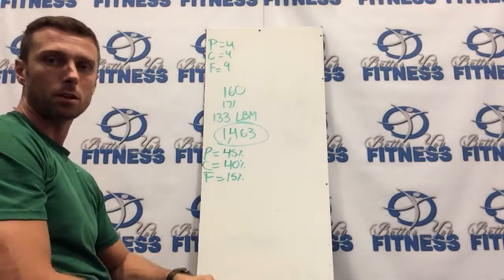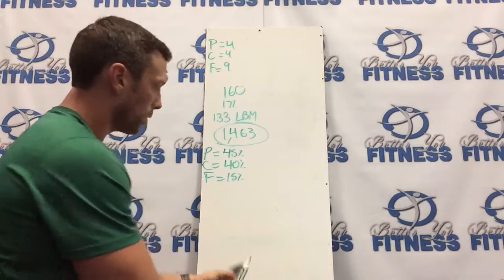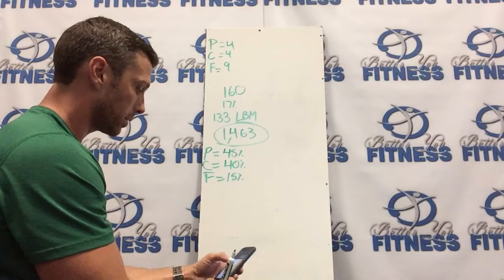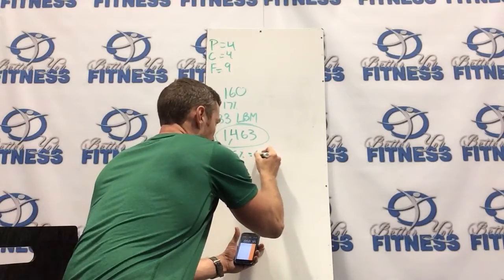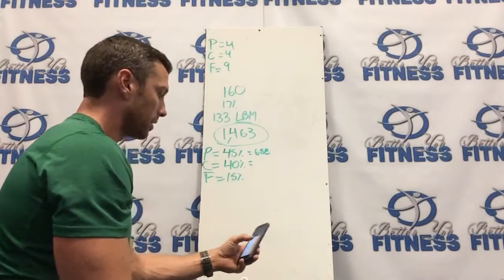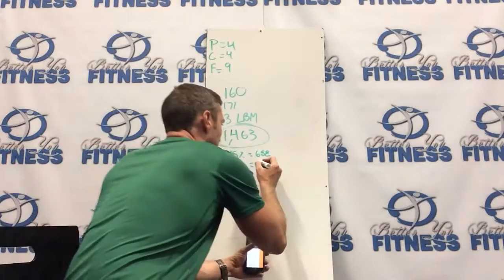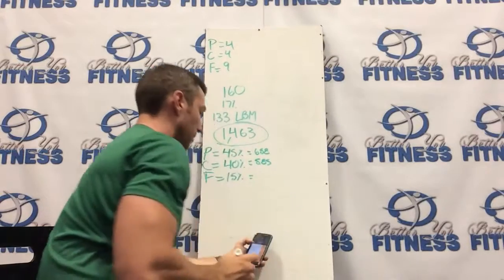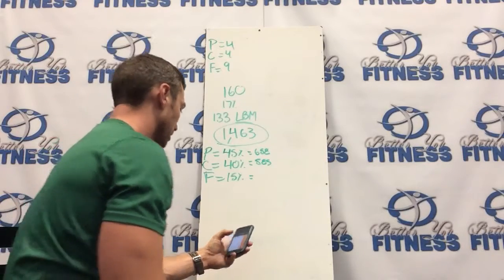Once again, we're going to take 45%, so 0.45 times 1463. Remember, 1463 times 0.45 gives us 658. 0.40 times 1463 comes to 585. That's what we're looking at here for the carbs. And then 15% of the 1463 comes to 219.